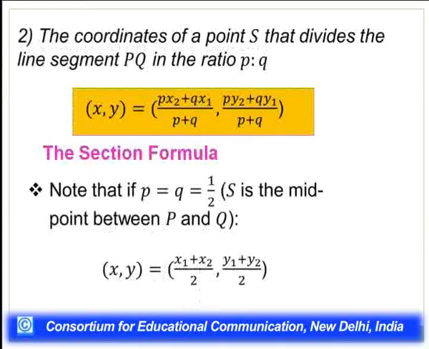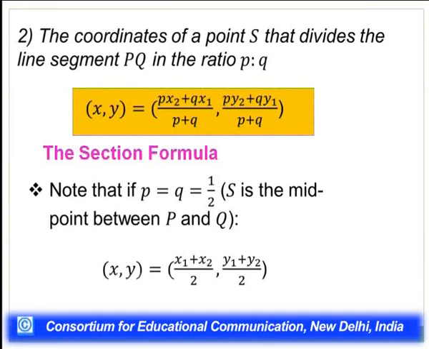And this then gives us what is known as the section formula, where the coordinates of a point S that divides the line segment PQ in the ratio p is to q are given by these expressions highlighted in this orange-yellow color. Now this section formula actually has an interesting implication.